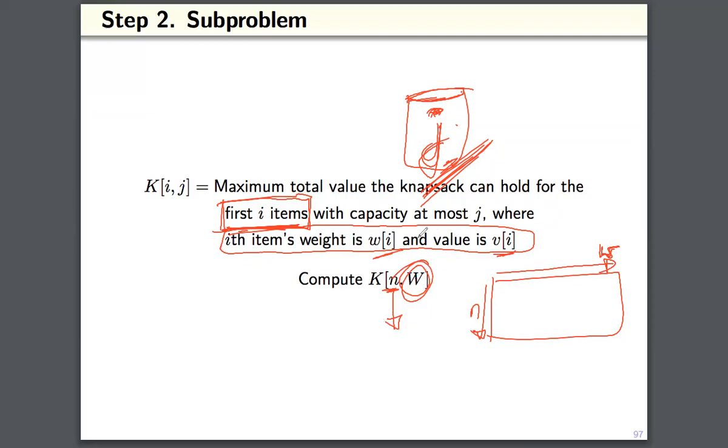A quick question, Professor. Yes. Are the weights of these items sorted or unsorted in general? Oh, good. So this problem works for any items. They need not be in sorted order. Okay. They need not be in sorted order. Make sense?